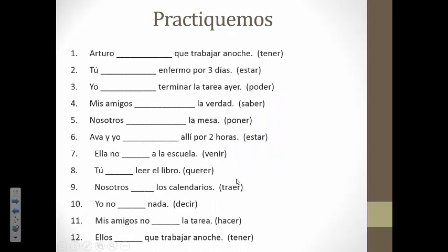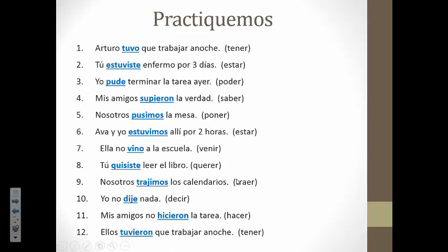You've got 12 verbs here. Please conjugate these in the preterite tense. I will help you with number 1. Arturo had to work last night. You should have tuvo. Okay, please pause me and work on numbers 2 through 12.